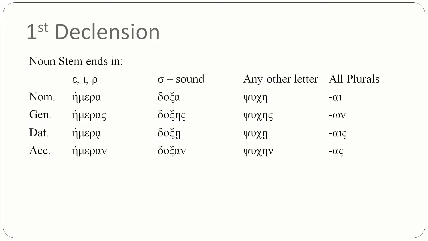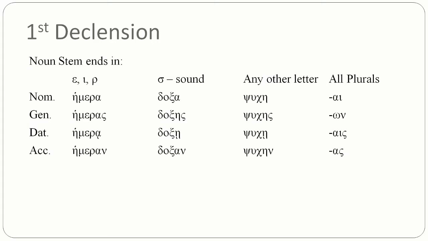If the stem ends in any other letter, as psuke does, that is not an epsilon, iota, or rho, and is not a sigma or a sigma sound, you have psuke, and this is going to be like hemera, but wherever you had alphas in the first pattern, you're having etas here. So psuke, psukes, psuke, psuken.